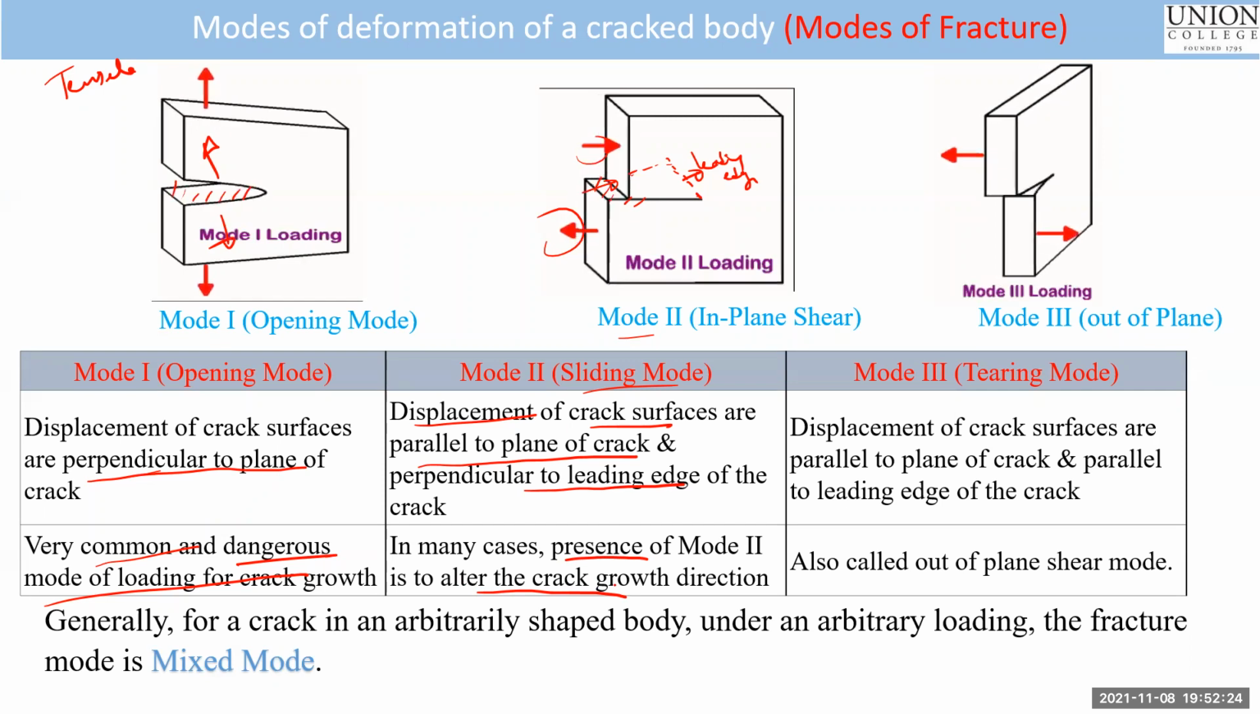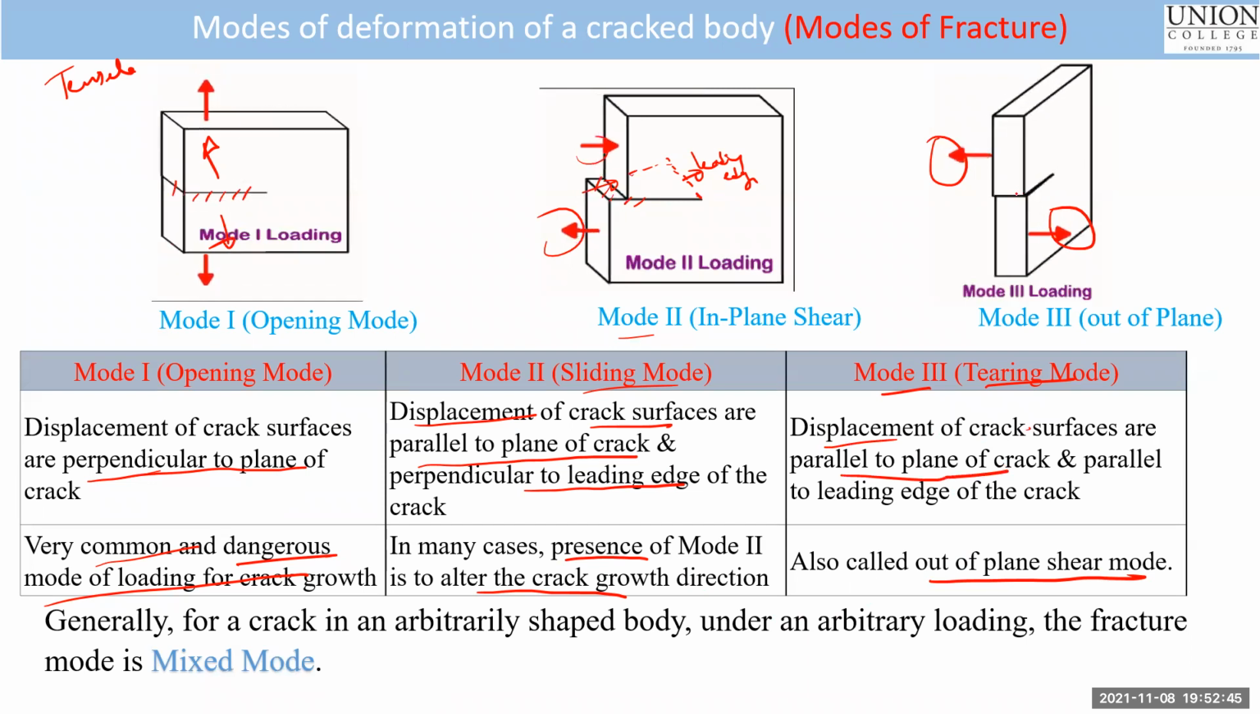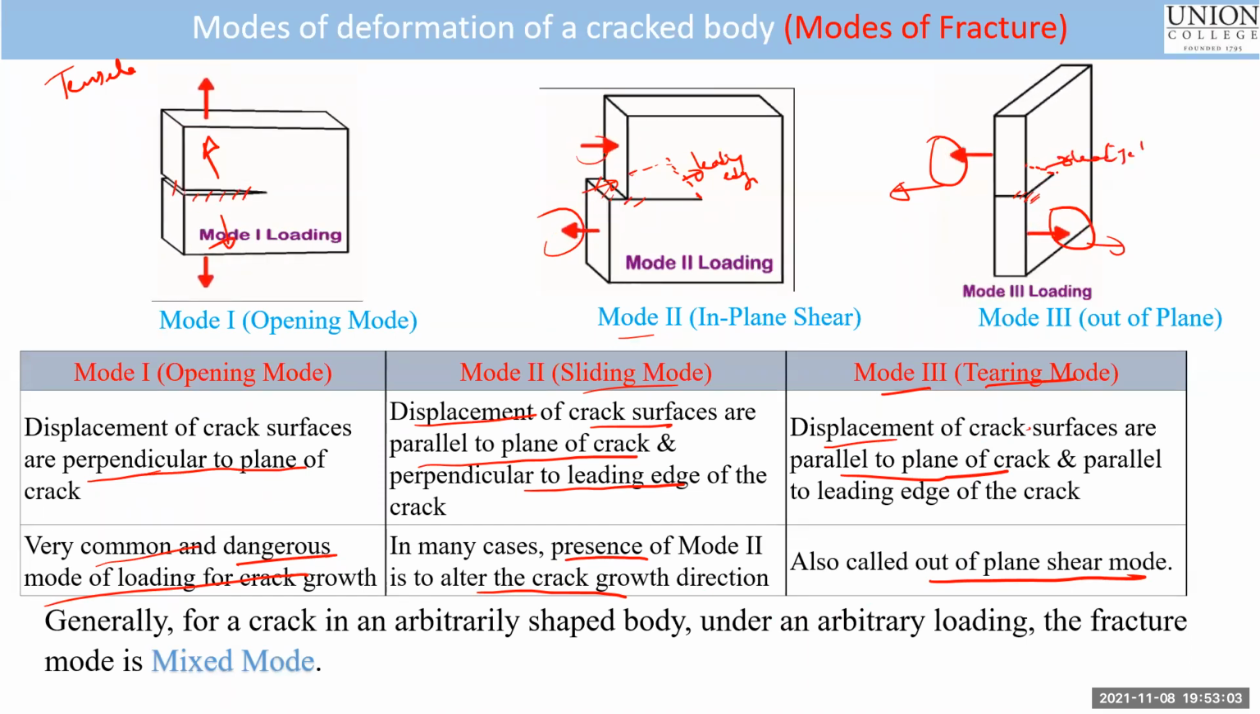And the third mode is called tearing mode or mode 3. Mode 3 is if you have load acting as if it's tearing the two surfaces. It's also called out of plane shear mode. The displacement of crack surfaces is parallel to the plane of crack. Again, this is the plane of crack, the hashed region, and the displacement is still parallel to the plane of crack and also parallel to the leading edge. The leading edge is the front of the crack. So the displacement is parallel to this leading edge. We call it tearing mode.